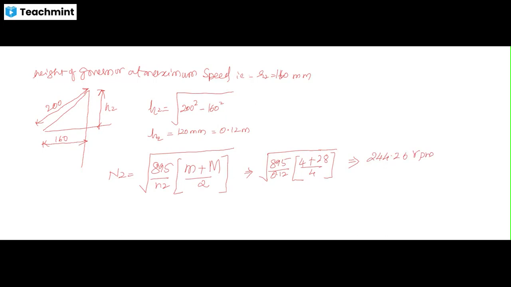Now they have asked to find out the range of speed. So now range of speed is equal to N2 minus N1. Now this is 32.72. N1 is 211.54. Now what is the range? 32.72. Now 32.72 RPM is the range of the speed.